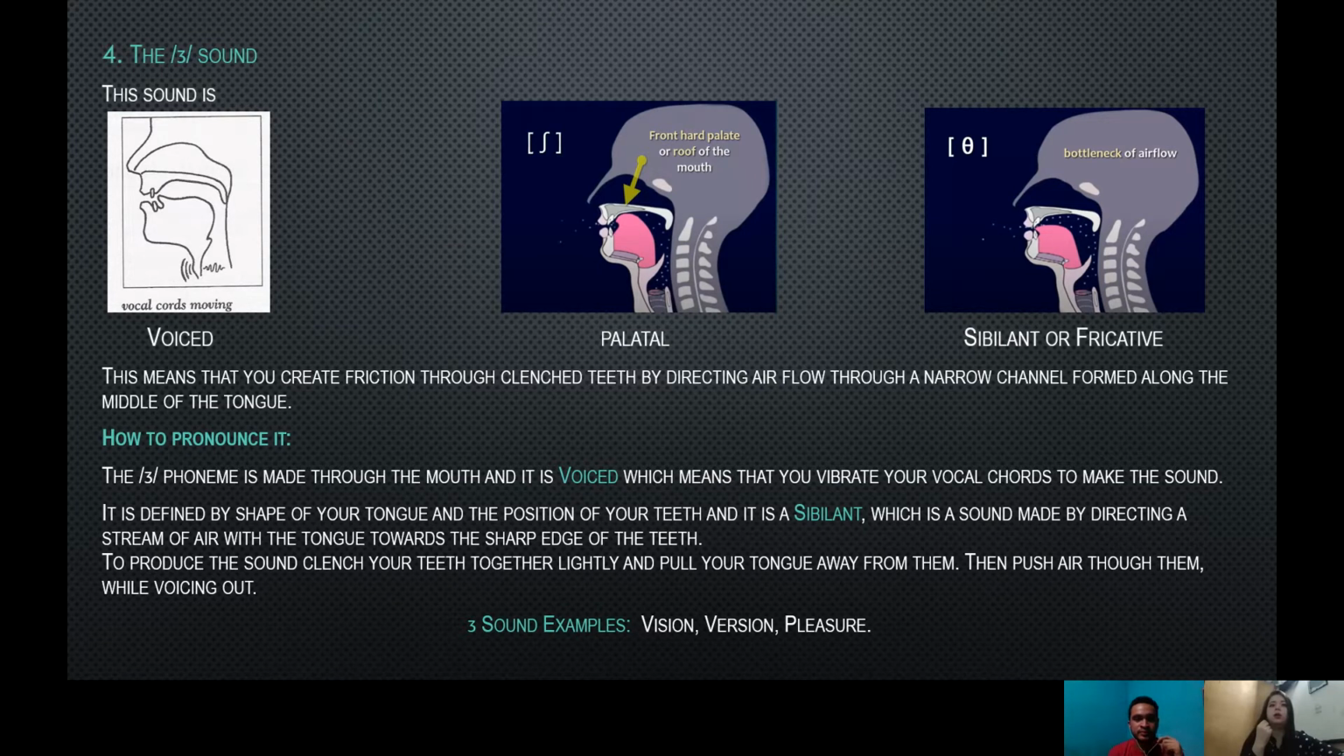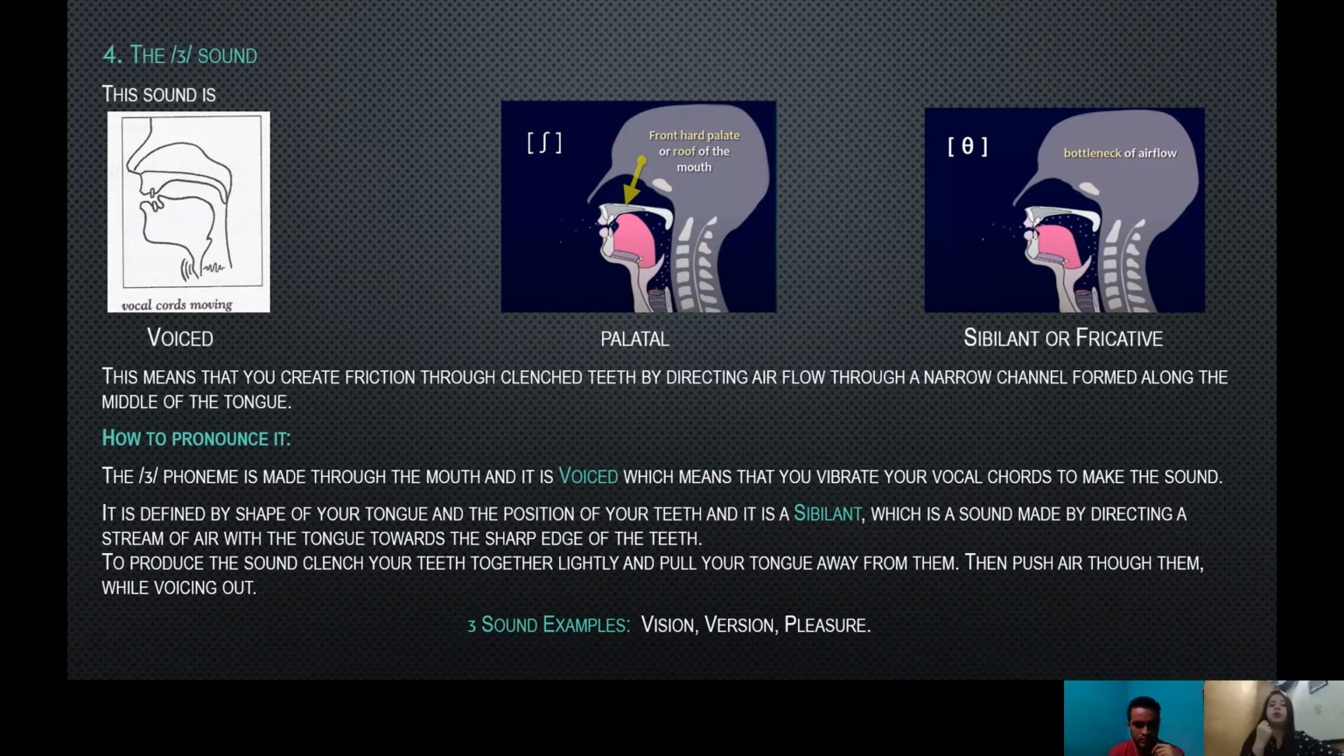This is the zh sound. This means that you create friction through clenched teeth by directing airflow through a narrow channel along the middle of the tongue. As we see, this sound is voiced, palatal, sibilant. How to pronounce it: this phoneme is made through the mouth and is voiced, which means that you vibrate your vocal cords to make the sound. It is defined by the shape of the tongue and the position of the teeth, and it is a sibilant, which is a sound made by directing a stream of air with the tongue toward the sharp edge of the teeth.